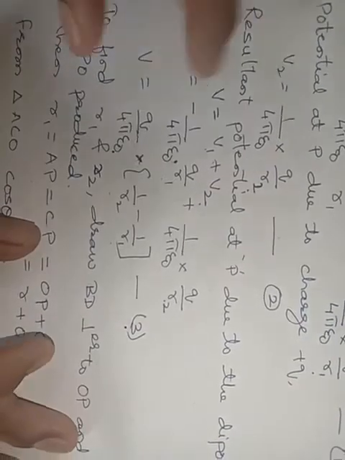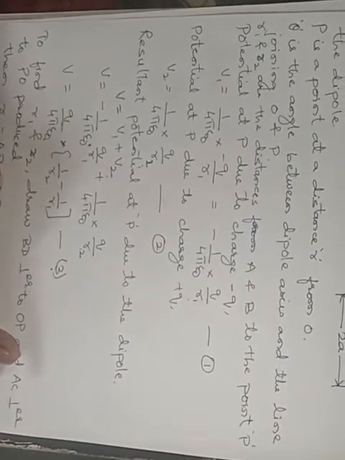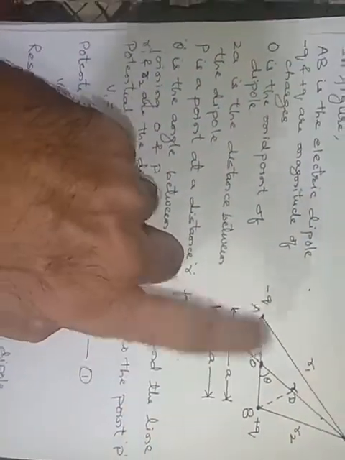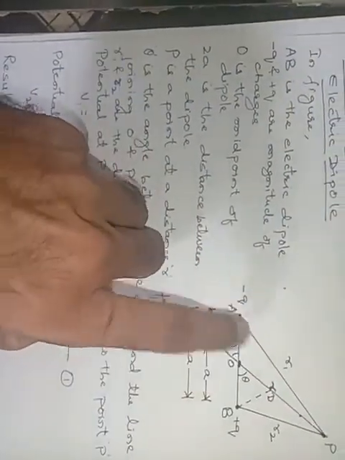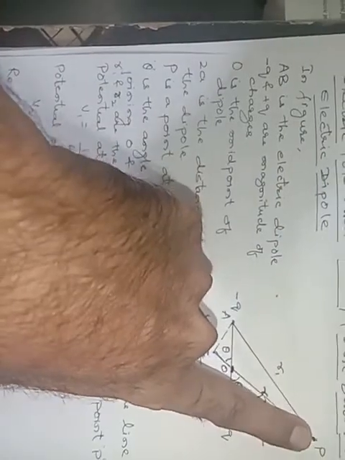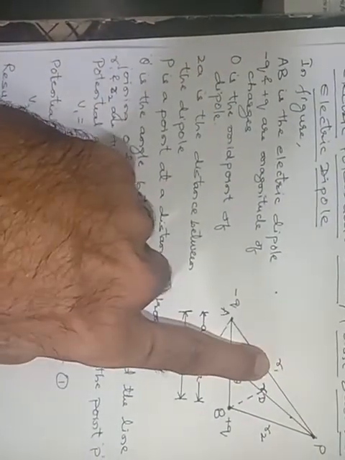So up to equation 3 is called part 1 of the derivation. In part 1, we consider plus Q and minus Q amounts of charge. P is at a distance of r, and from A the distance is R1 and from B the distance is R2.